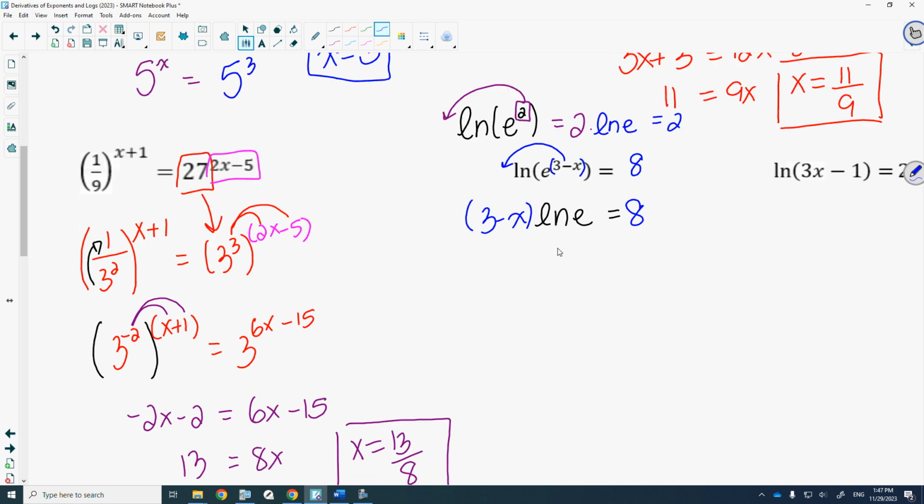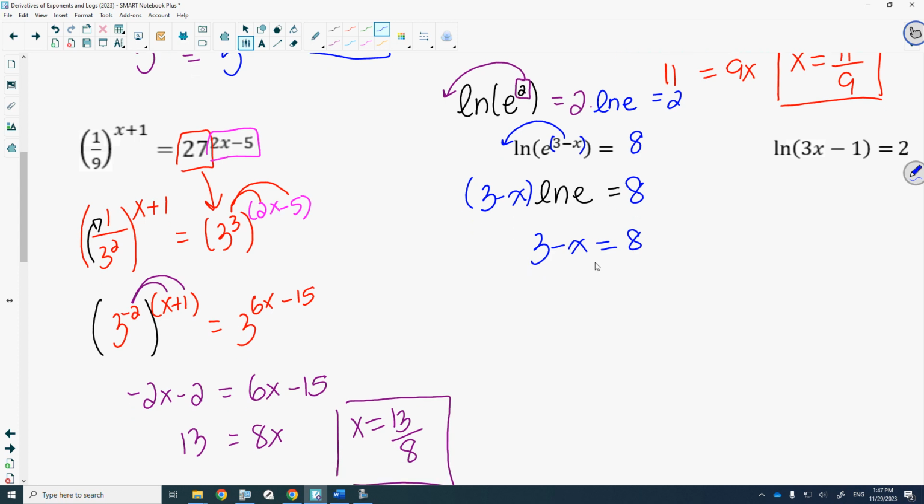The natural log of e, Alex, is what? It is 1. Natural log of e is 1. So that means it's 3 minus x times 1, which is 3 minus x. Because it's 3 minus x times 1 here is equal to 8. 3 minus x is equal to 8. So let's bring x to the right and subtract 8 to the left, and we'll get x is equal to negative 5.